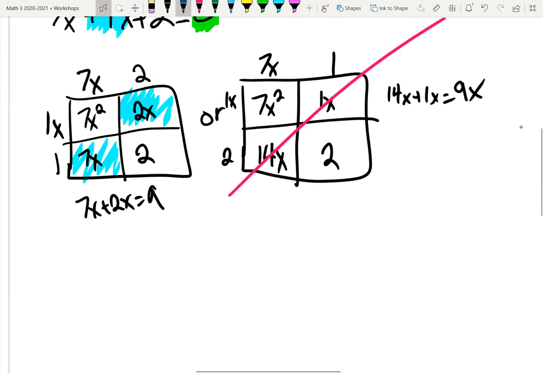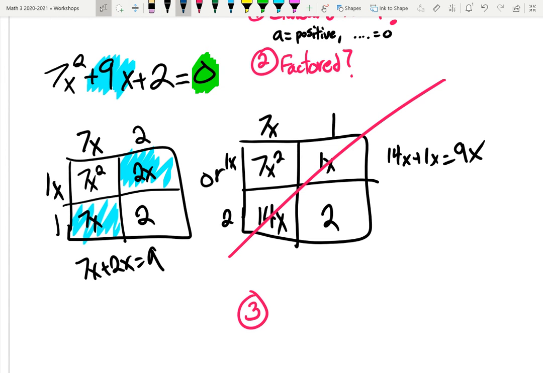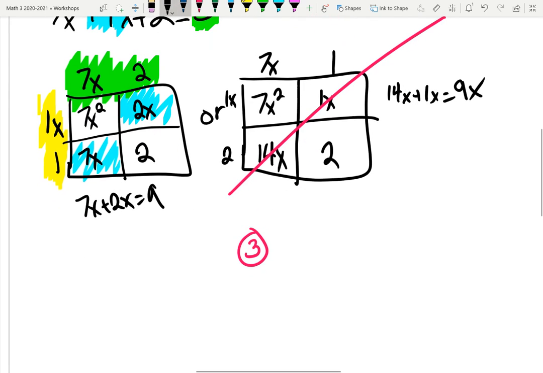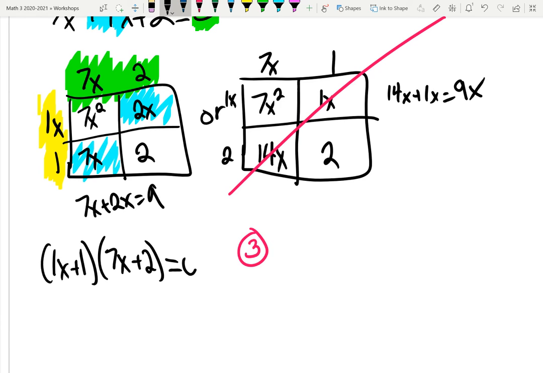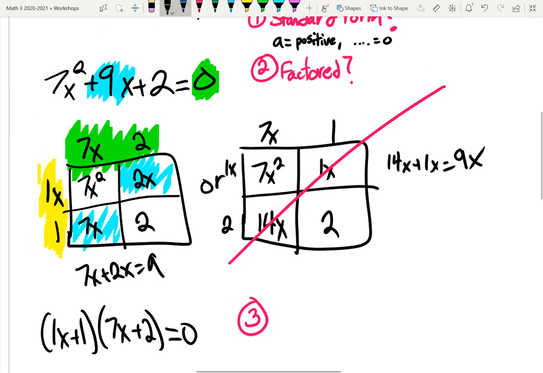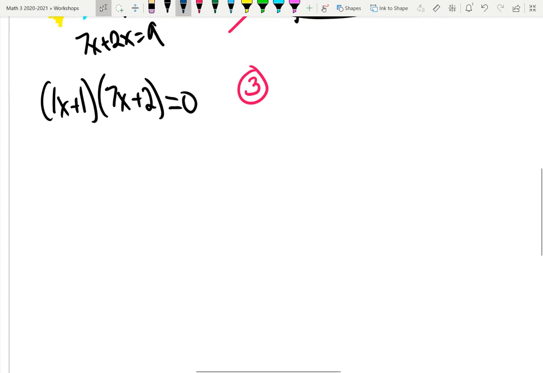So, step 3. I'm going to go ahead and rewrite it in factored form. So, what is it going to be? I look at the left side of my area model. I look at the right side. And I'm going to write it out: 1x plus 1 times 7x plus 2, which is equal to 0, is the same as the equation above. So now it is in factored form.